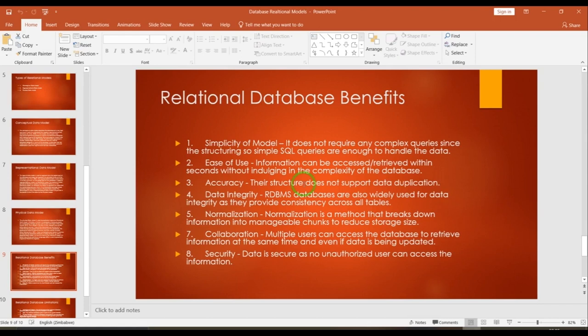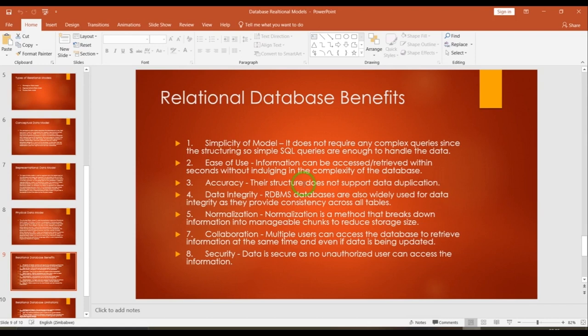Then, we also have the benefits of relational database. So what are the benefits of a relational database? Number one, simplicity of model. It does not require any complex queries since the structuring is so simple. SQL queries are enough to handle the data.